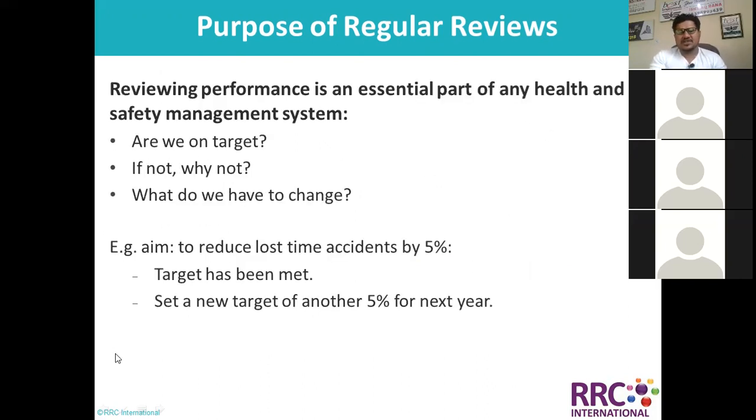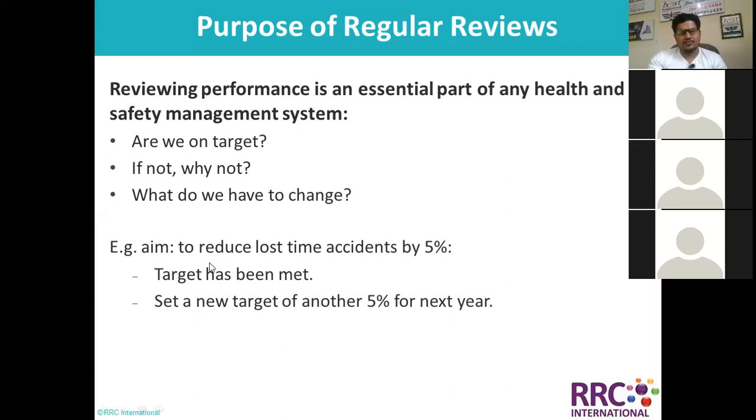Now, reviewing performance is an essential part of any health and safety management system. Are we on target? We have to evaluate again and again, over and over, and see we are right on target. If not, why not? We have to evaluate what we actually have to change. If our safety system performance is going down, like I shared yesterday, if the accident graph, injuries graph, all negative segments, even absenteeism, are going up and up, that means we need to change something drastically within our system. Our system is not on track. That is why we are not getting the right set of benefits.